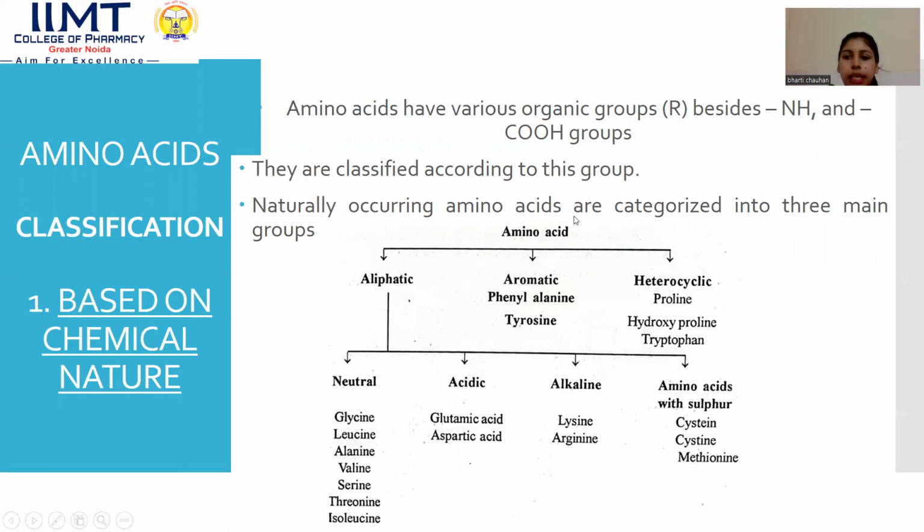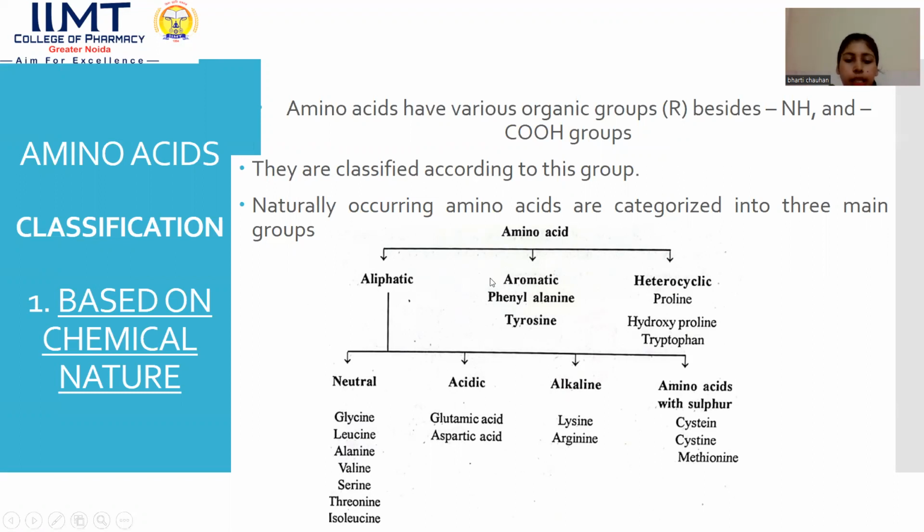Naturally occurring amino acids are categorized into three main groups: aliphatic, aromatic, and heterocyclic. If we talk about aliphatic, there are four different types of amino acids. First, neutral: they have the same amount of acidic and alkaline group. They have only one carboxyl and one amino group in their structure. Examples: glycine, valine, and serine.